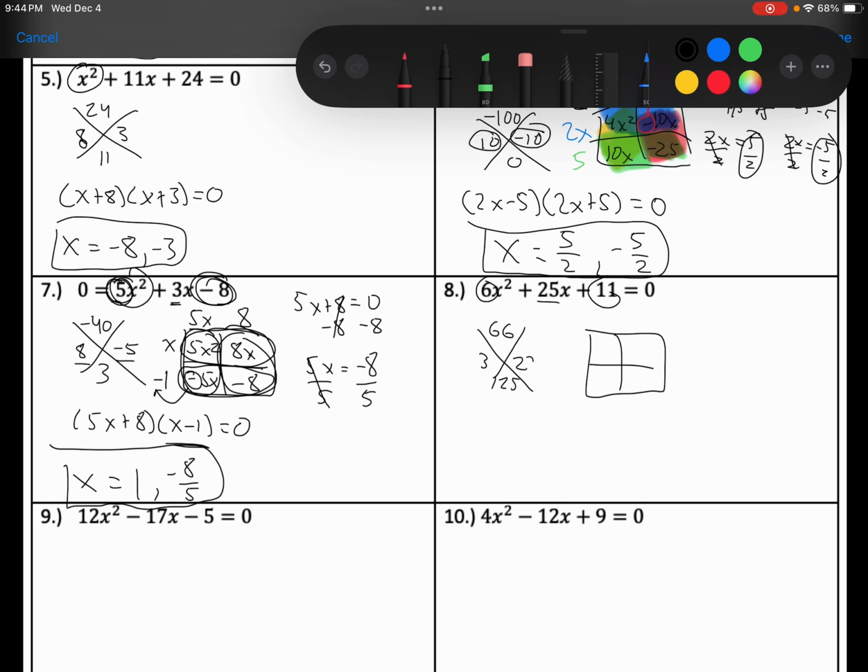3 times 22 is 66. And 3 plus 22 is 25. 6x squared goes in the first box. 11 goes in the last one. We use the 3 and the 22 as 3x and 22x here.